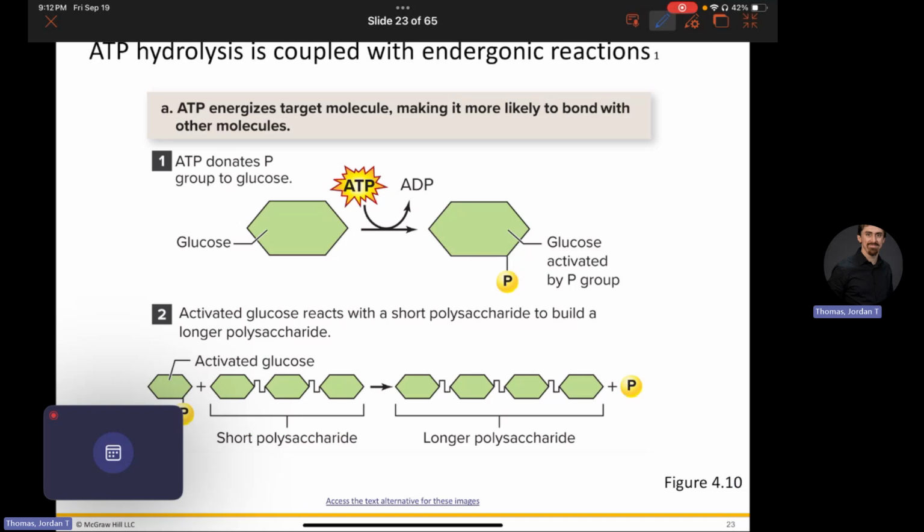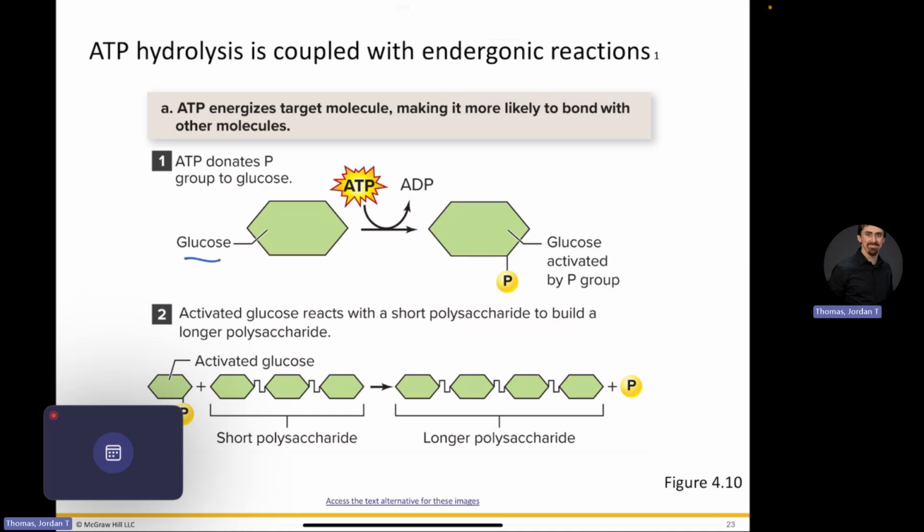And we have some examples we're going to see here. So we have one example here where ATP is building something. We have a glucose molecule, ATP is being spent, and we add this phosphate group to the glucose. A lot of times when ATP is being used, it's adding that phosphate group to some other molecule, and it's being what's called activated. So we have activated glucose now that's being added to this short polysaccharide, this short chain of sugars, to make it even longer chain.